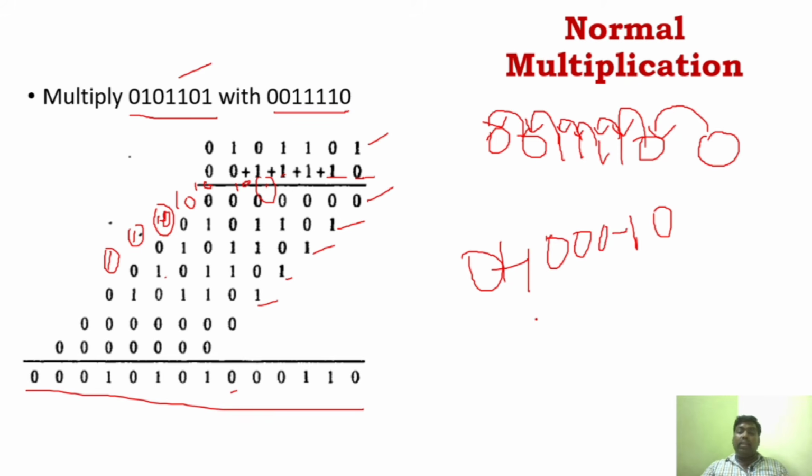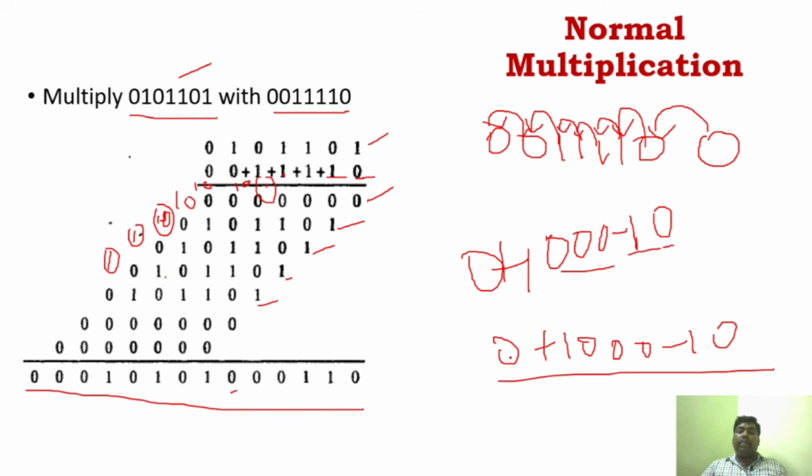Okay, so what is the value? 0, positive 1, 3 zeros and minus 1 and 0. Got it? I changed this multiplier as 0, positive 1, triple 0, negative 1 and 0, right? So this is the multiplier I'm going to use.